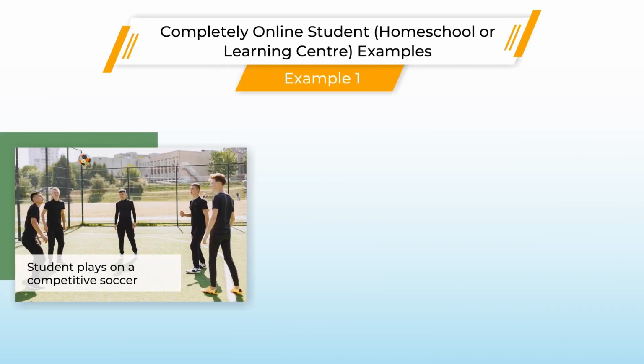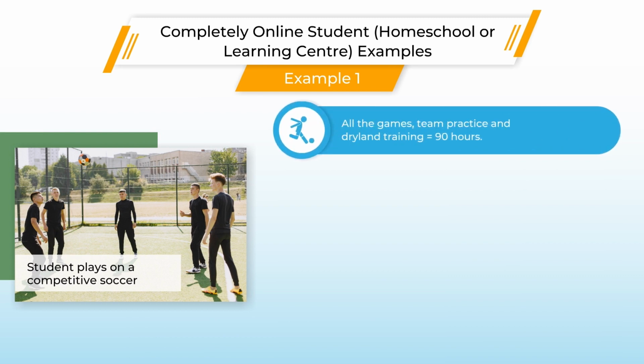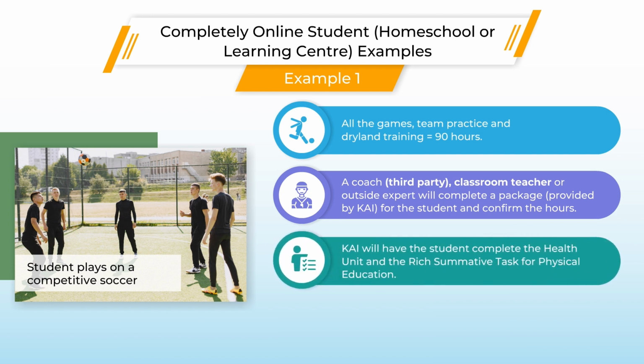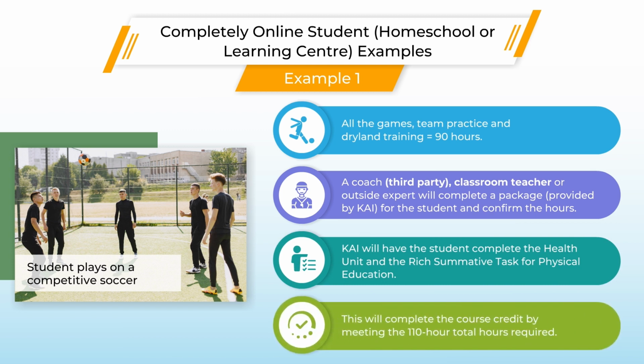For example, if a student plays on a competitive soccer team, all the games, team practice, and dryland training is equivalent to 90 hours. A coach or classroom teacher or outside expert will complete a package for the student and confirm the hours. Then, Canada Academy International will have the student complete the health unit and the rich summative task for physical education. This will complete the course credit by meeting the 110-hour total hours required.